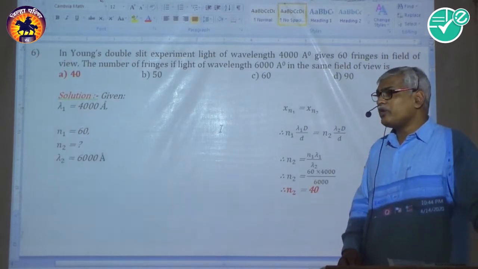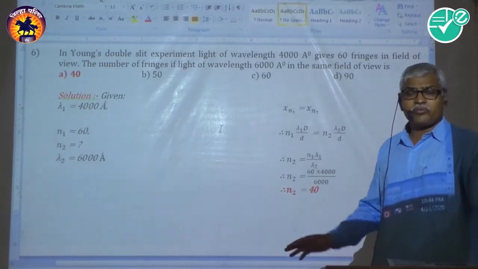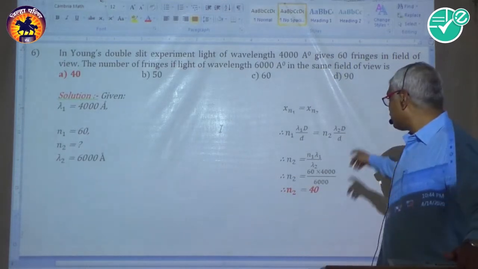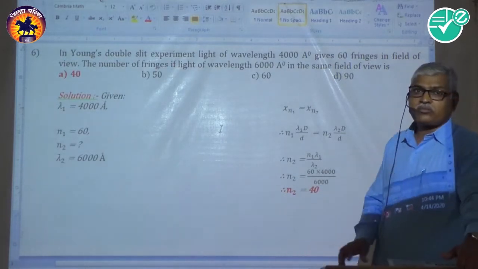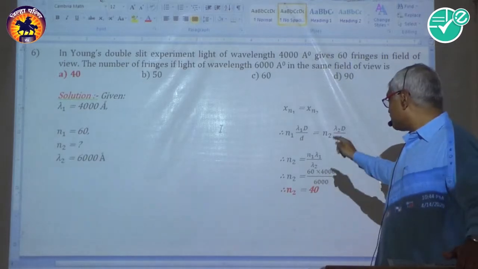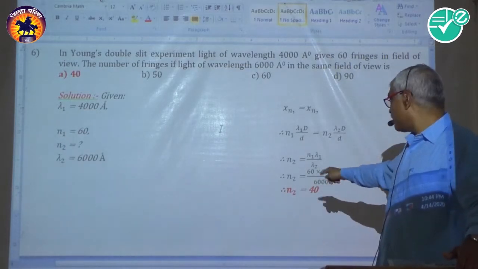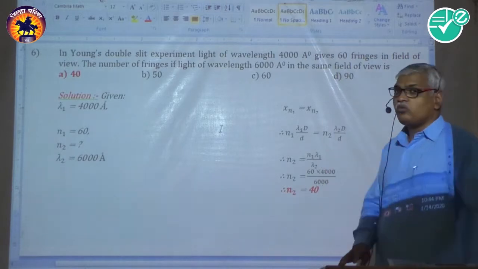As wavelengths are given in the same unit, I have not converted them because I know well that these units are cancelled. Therefore, extra units are cancelled, and we get 60 multiplied by 4 by 6, and after solving we get L2 is equal to 40.